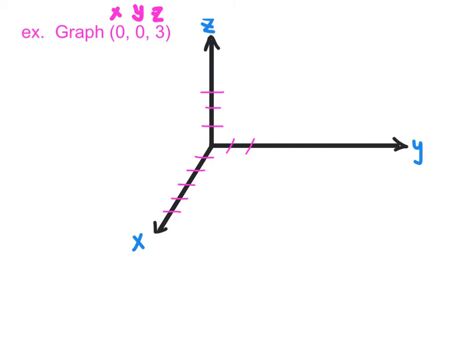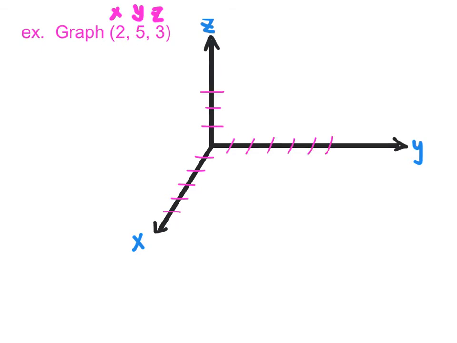Okay, so let's start easy. 0, 0, 3 is 0 on the x-axis, 0 on the y-axis, so I'm still here at the origin, and I'm now going to go up 3. So if this is the corner of the room, I'm going up the walls a distance of 3. Okay, there's my point. But what if it's not 0 and 0? What if these had numbers too?